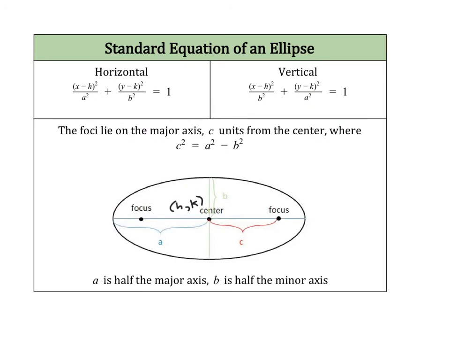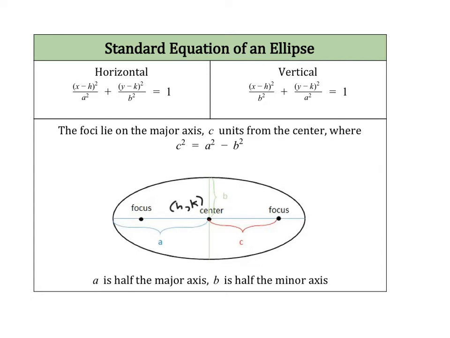All right, so let's look at what the standard equation of an ellipse looks like. Like I said, sometimes you'll have a horizontal and sometimes you'll have a vertical ellipse. Notice there are a lot of similarities between the two. They both start with (x minus h) squared. They both continue with (y minus k) squared. They both equal 1. The only thing that's changing between the two is where a and b are.